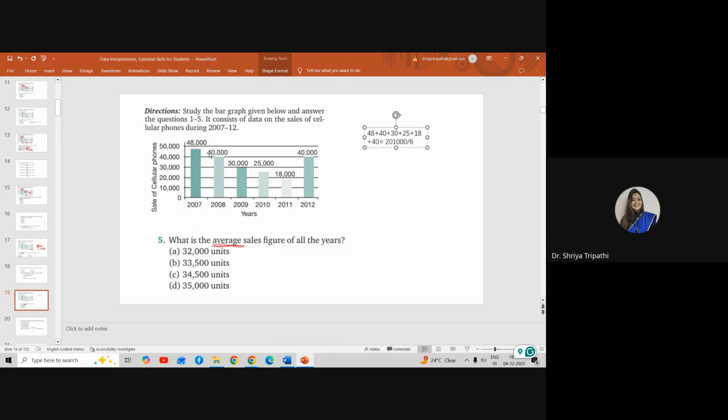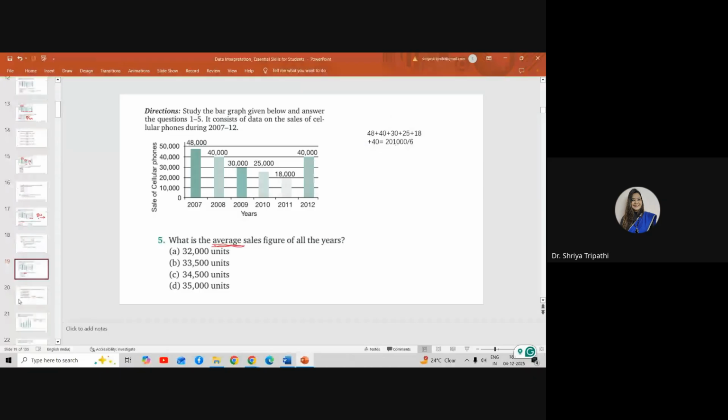Basic average. Here, whatever totals or figures are given, we will add that up and divide by the number of years. So here from 2007 to 2012, we are having 6. So here my right answer is option number B, 33,500 units. Are we good to go? Are we understanding? Yes, ma'am. Okay. Thank you. Chalo.